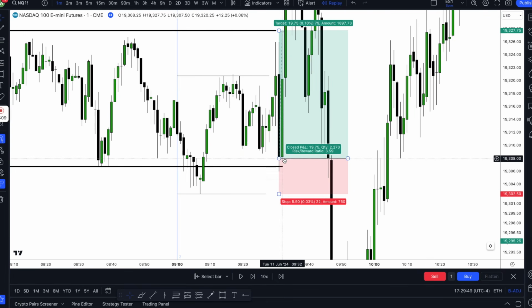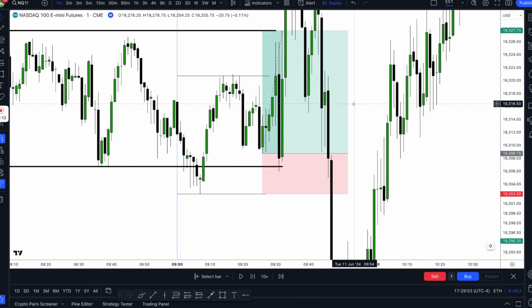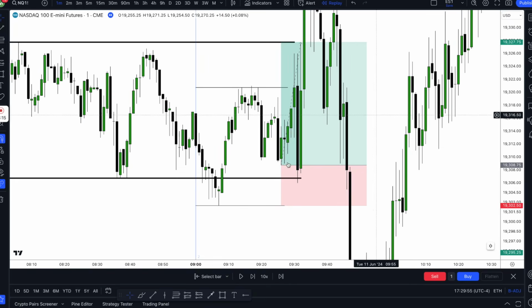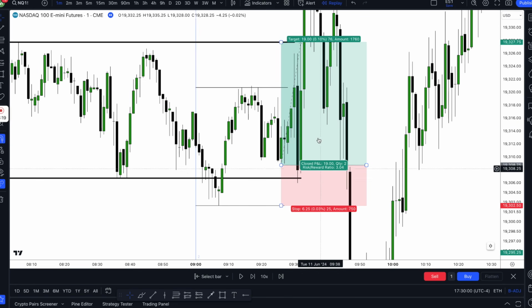Now, you would have probably not entered here. You would have probably entered here. Why? Why is this the entry? It's not random. All right? Not right here, but here, as soon as it touches the level. All right? Why is that the entry?